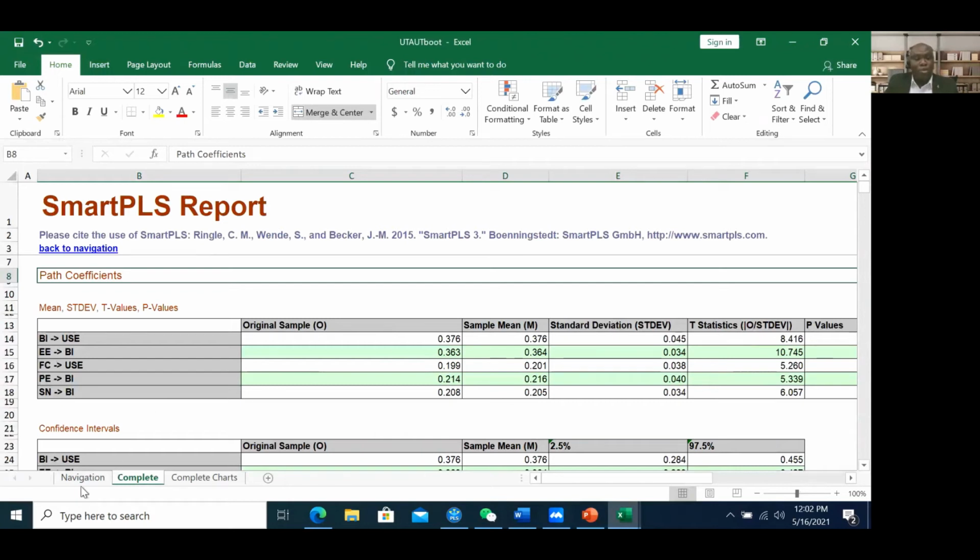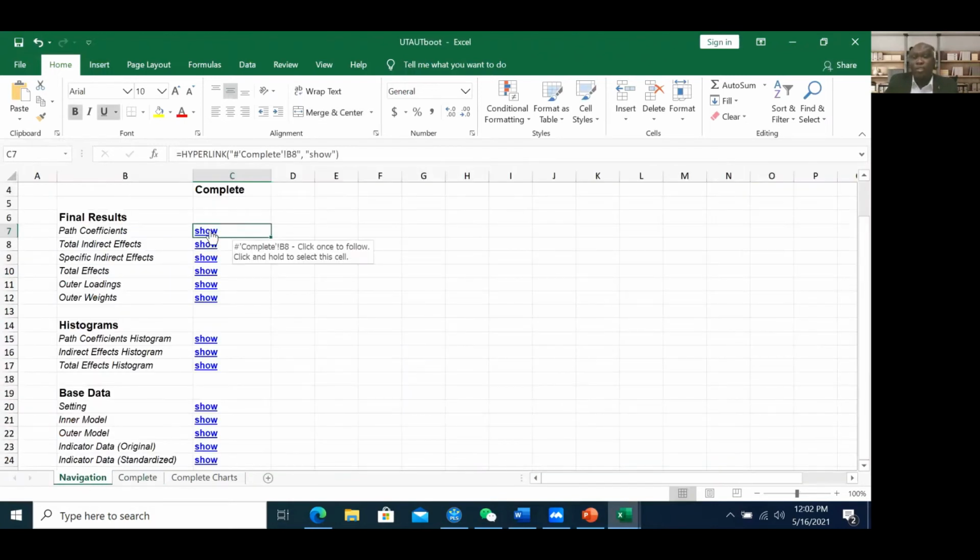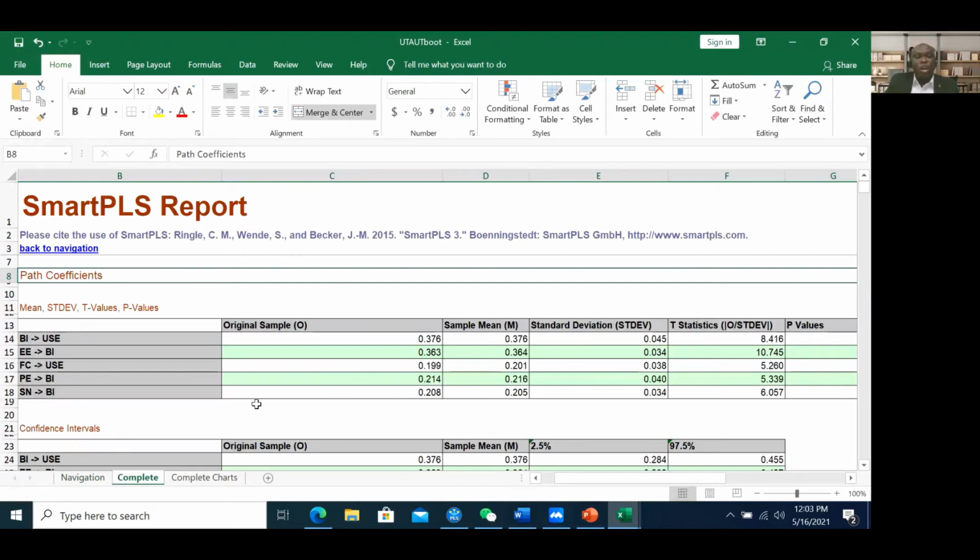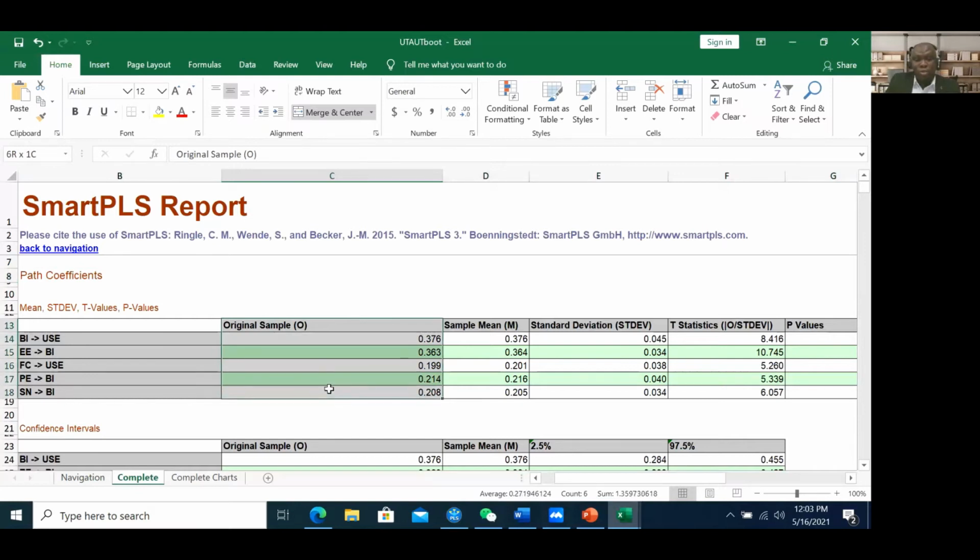In the bootstrapping report, we're going to go to the path coefficient. Now, when you come to the path coefficient, you look for this value. This table is what you're going to use to assess your path coefficient, your T statistics and your P values. These are what you use to assess whether or not there's a statistical significance.